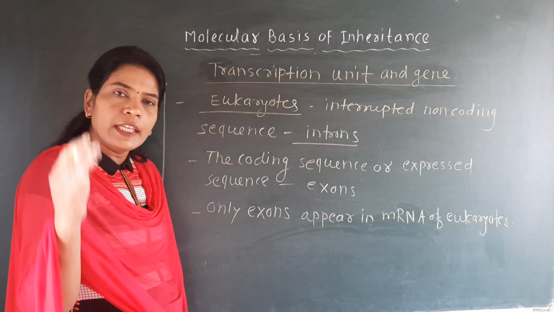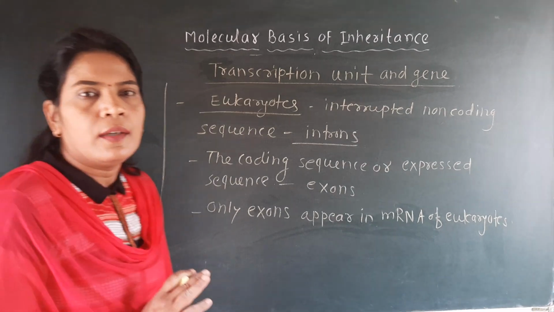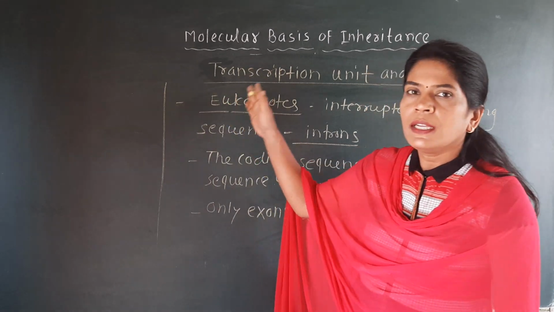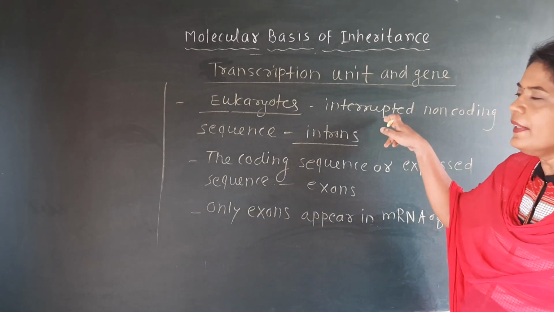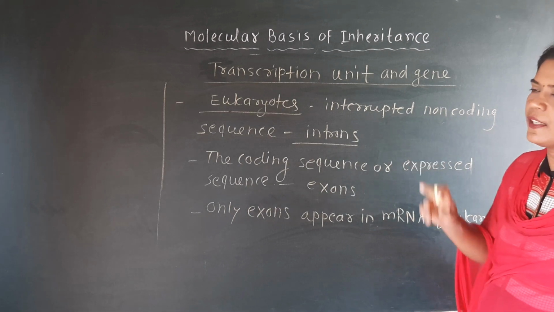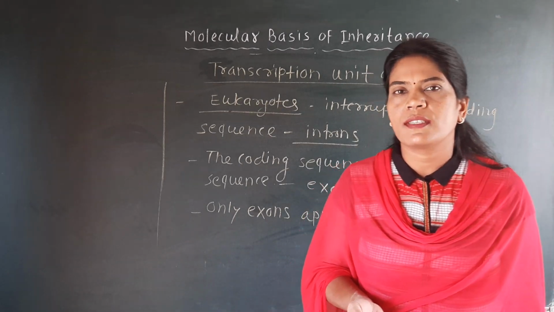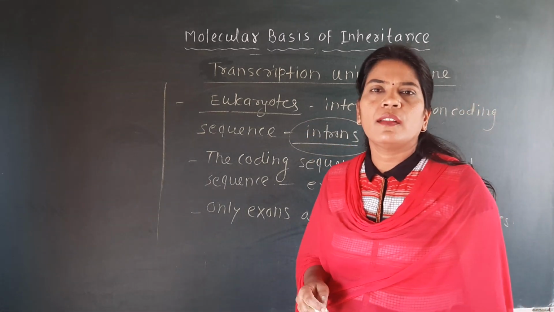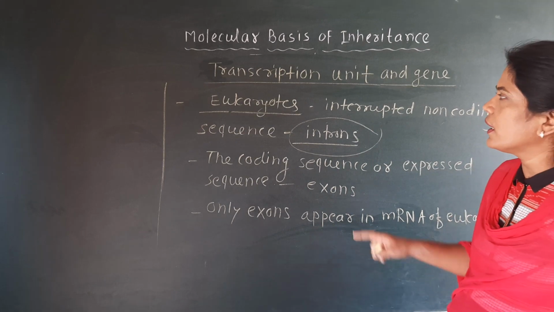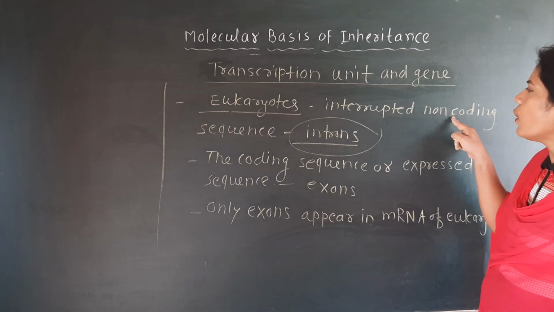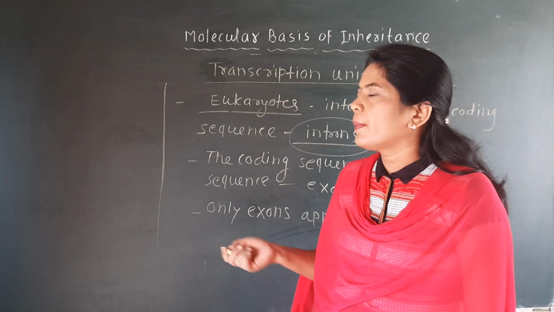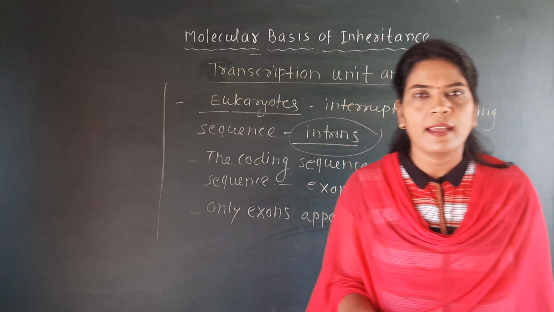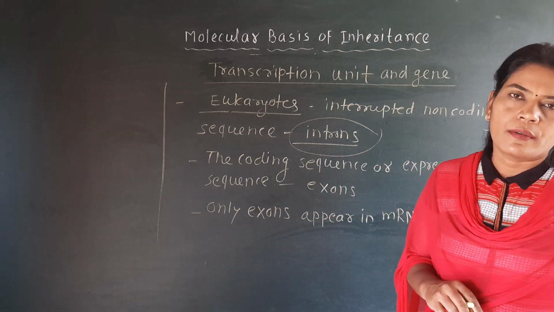See here, in eukaryotes, now here we have not written a single word about the prokaryotes, all about the eukaryotes. In the eukaryotes, there is an interrupted non-coding sequence, and that we call introns. So this definition is very important. If they ask the question what is an intron, then you have to write the definition: interrupted non-coding sequence present on the DNA, present on the transcription unit, present on the template DNA is called an intron.